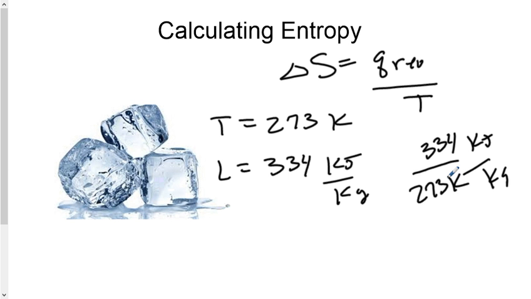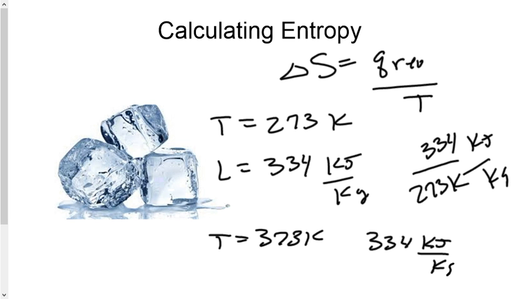Now, what if we consider melting ice at a higher temperature? Let's say we change the temperature to 373 Kelvin. Well, then I'll take 334 kilojoules per kilogram, and I will divide that by 373 Kelvin. What we're noticing is that the change in entropy is now less than it would be if we did it at 0 Celsius or 273 Kelvin.